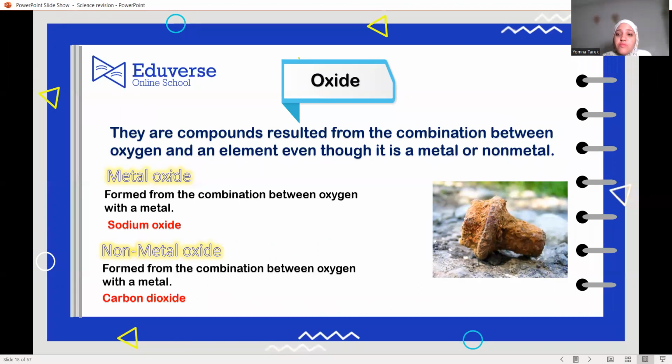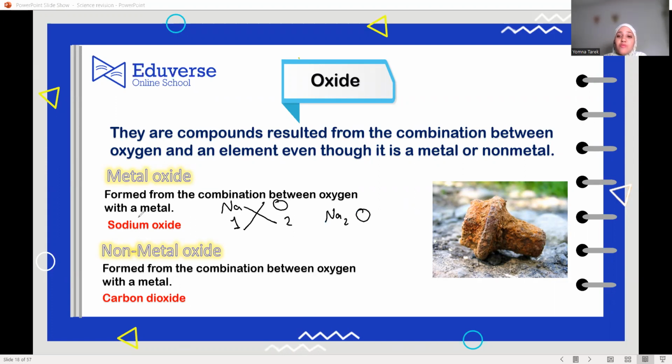Let's write the chemical formula of sodium oxide. Sodium oxide. What is the symbol of sodium? Super, it's Na. What about oxide? It's O. What is the valency of sodium? It's 1. What about oxygen? It's 2. When we make exchange, now it's Na2O.